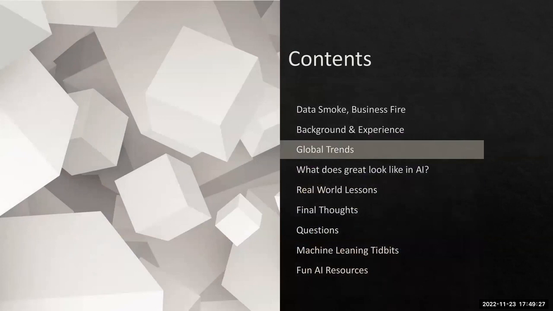So just a little bit of a primer before we go into what great looks like in AI and then the lessons that I've learned in my journey. Perhaps the next slide, please.